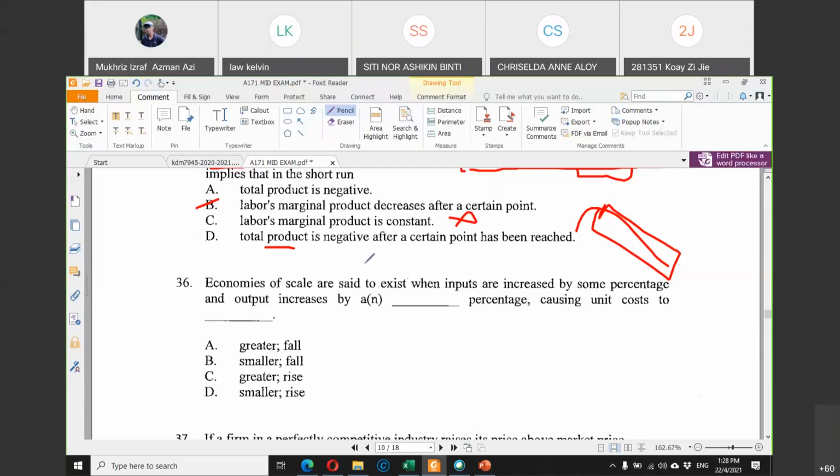The example I used just now, Tesco, the big supermarket. They increase output, so eventually it will lead to a lower cost of production, or average cost will decline, or cost per unit will decline. So if input is increased by some percentage, output will increase by a greater percentage. Let's say by 100%, output is expected to increase by more than 100%, meaning a bigger percentage than the increase in input. So it will be greater, causing the cost to fall. So it should be A.